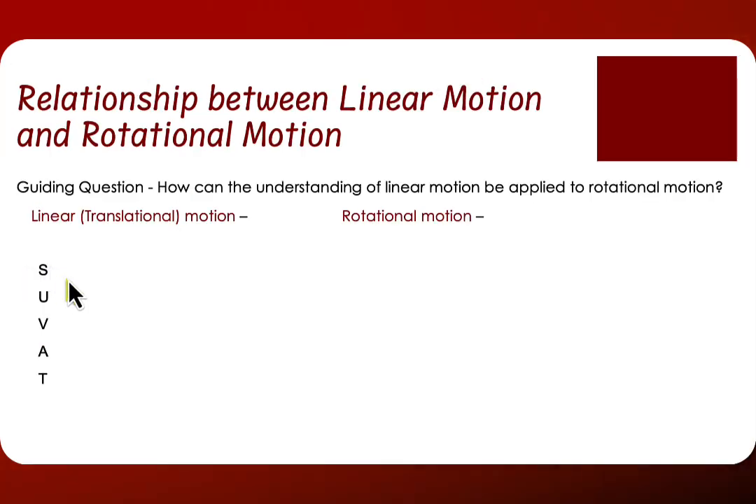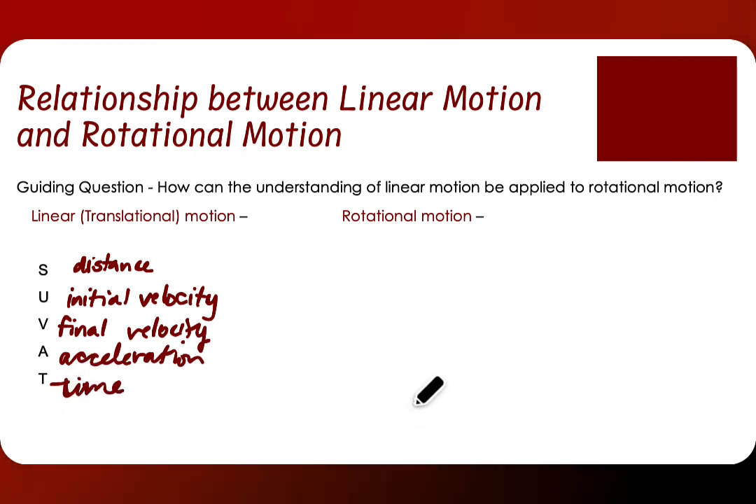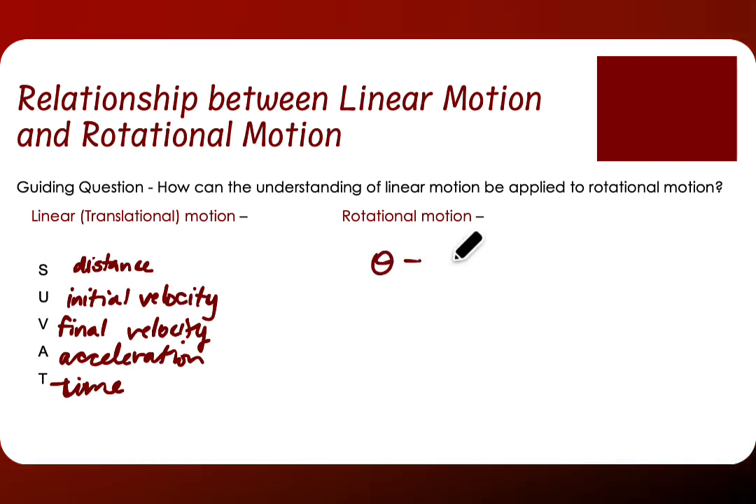Now, if we were doing linear motion or translational motion, that's what you would have already been calculating with. We have s being distance, initial velocity, final velocity, acceleration, and time. Now, all of those have a similar variable when we talk about rotational motion. So instead of talking about the distance that the earth went around the sun, we're going to talk about the number of angles. And that should then be in radians.